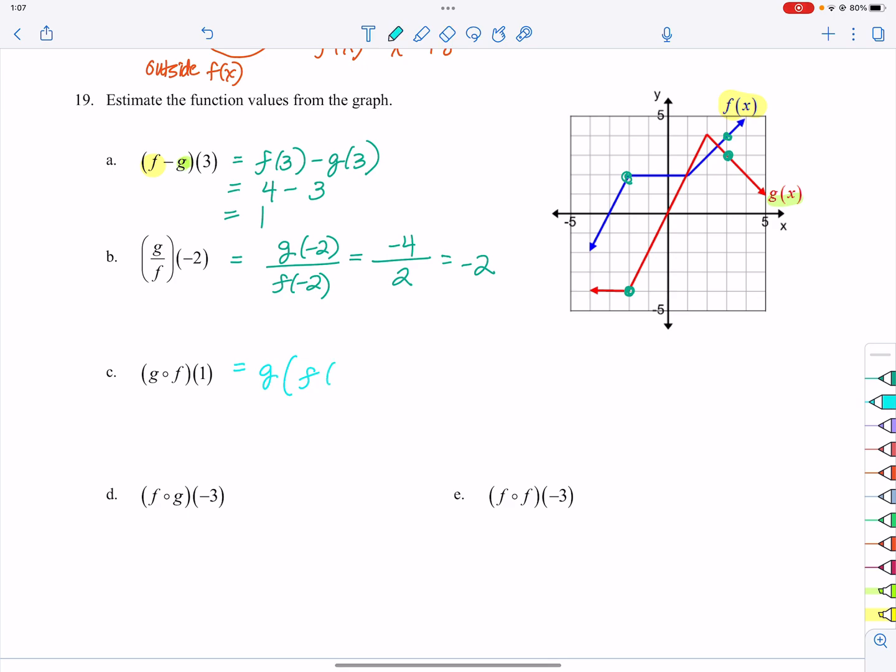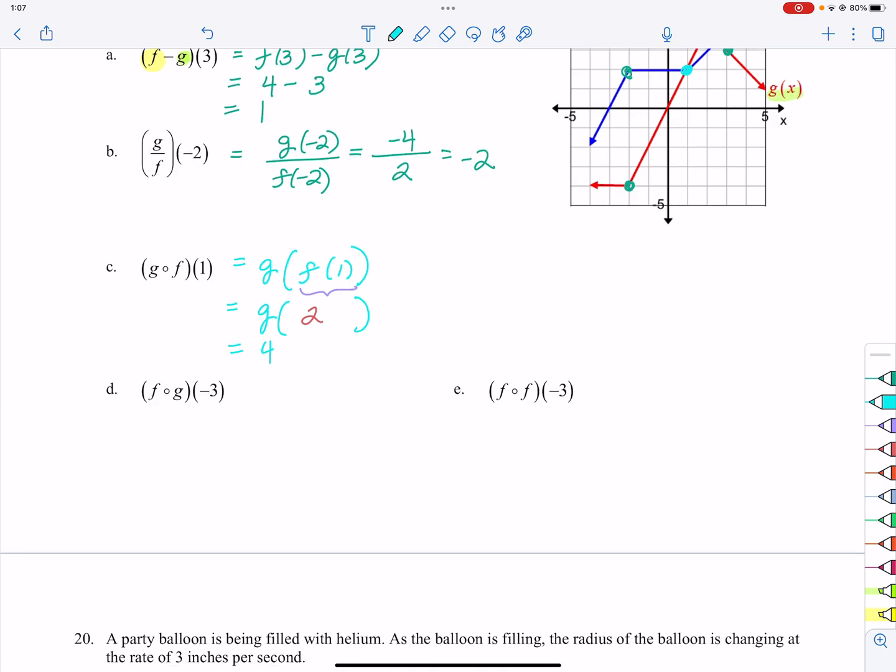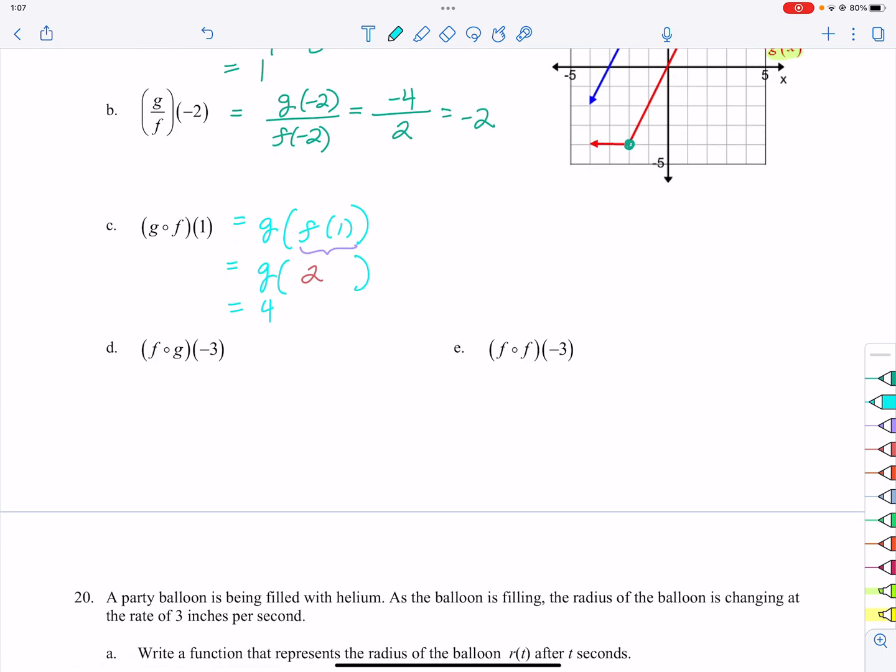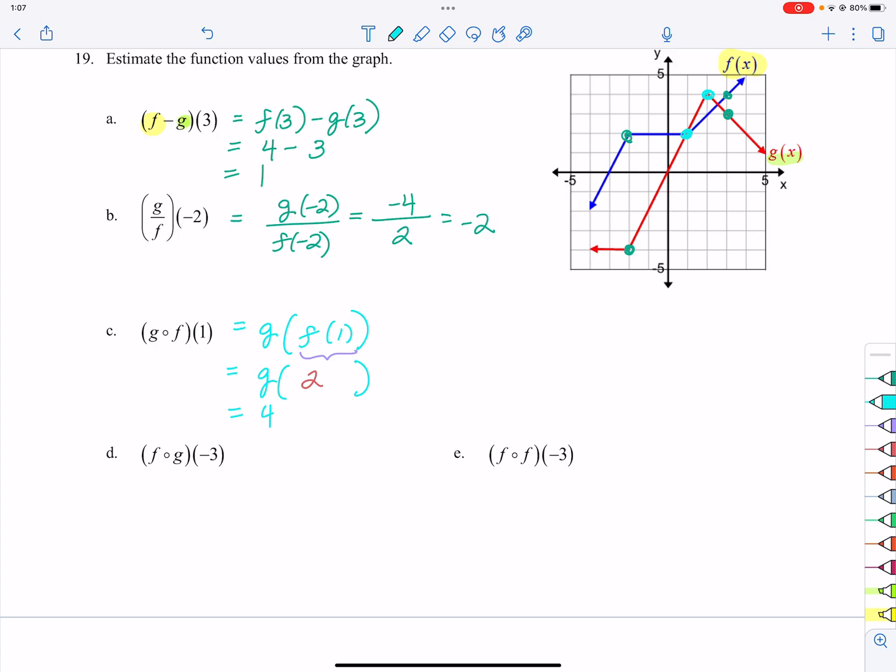So I'll give you a hint on these. I always suggest students going and finding f of 1 first. So let's go to the graph. When x is 1, f is the blue function. They actually have the same value there. Y is 2. So now we're going to find g of 2, and that will be 4. Okay? So make sure you find that inside function first when you're composing at a value.